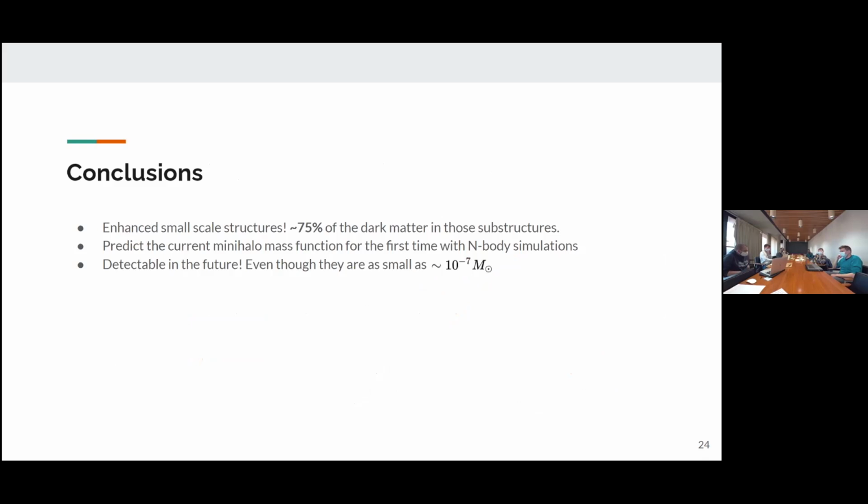So the conclusion is that we have enhanced small scale structures. About 75% of the dark matter will be in those substructures. And we have predicted the current mini-halo mass function for the first time with N-body simulations. And those substructures will be detectable in the future, even though they are as small as 10 to the minus 7. So that would be my talk today. Thanks.